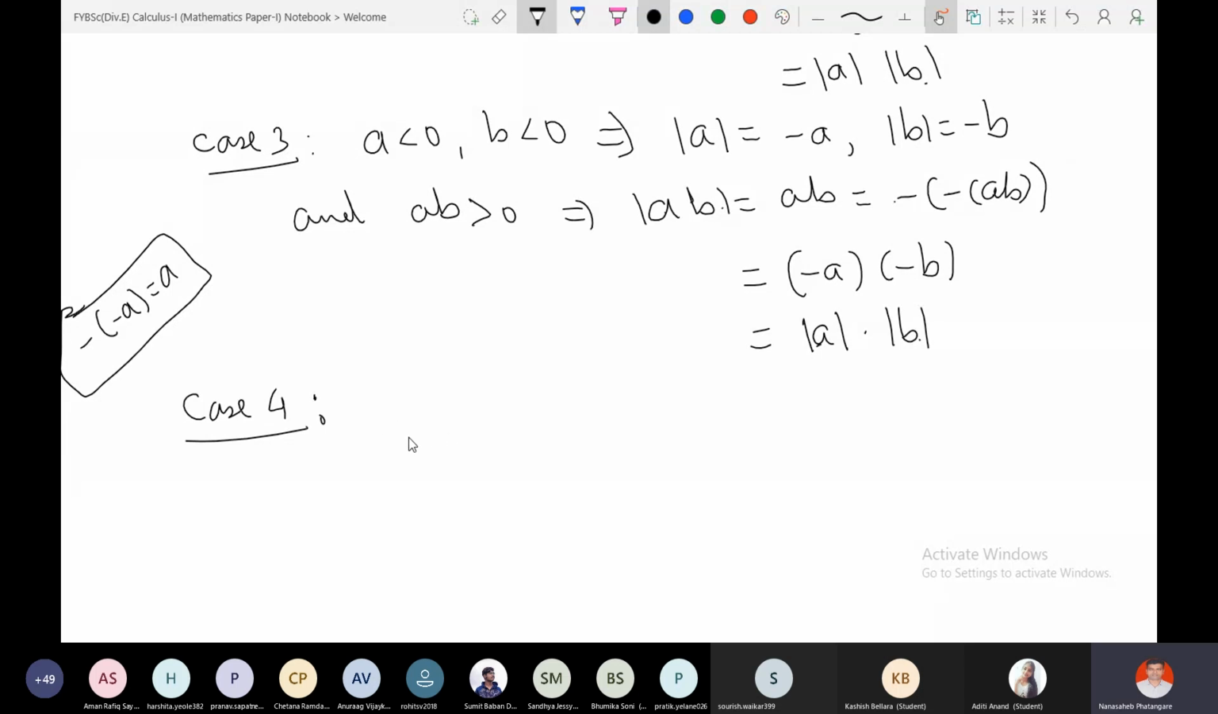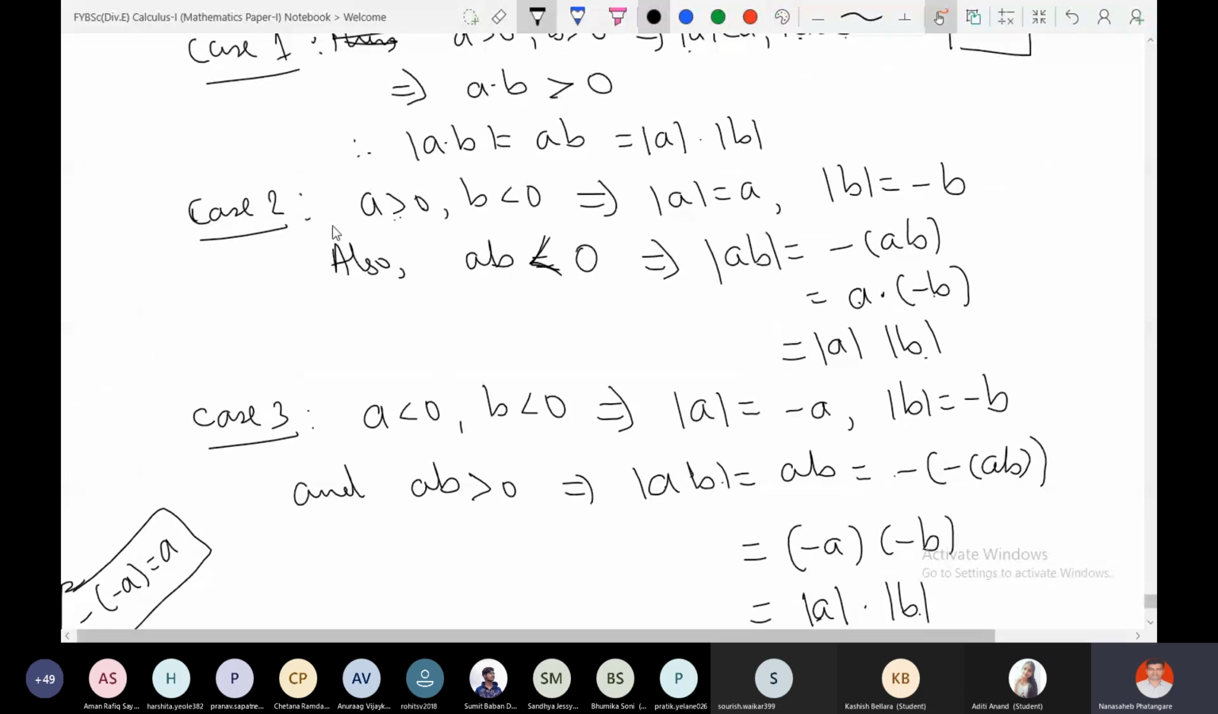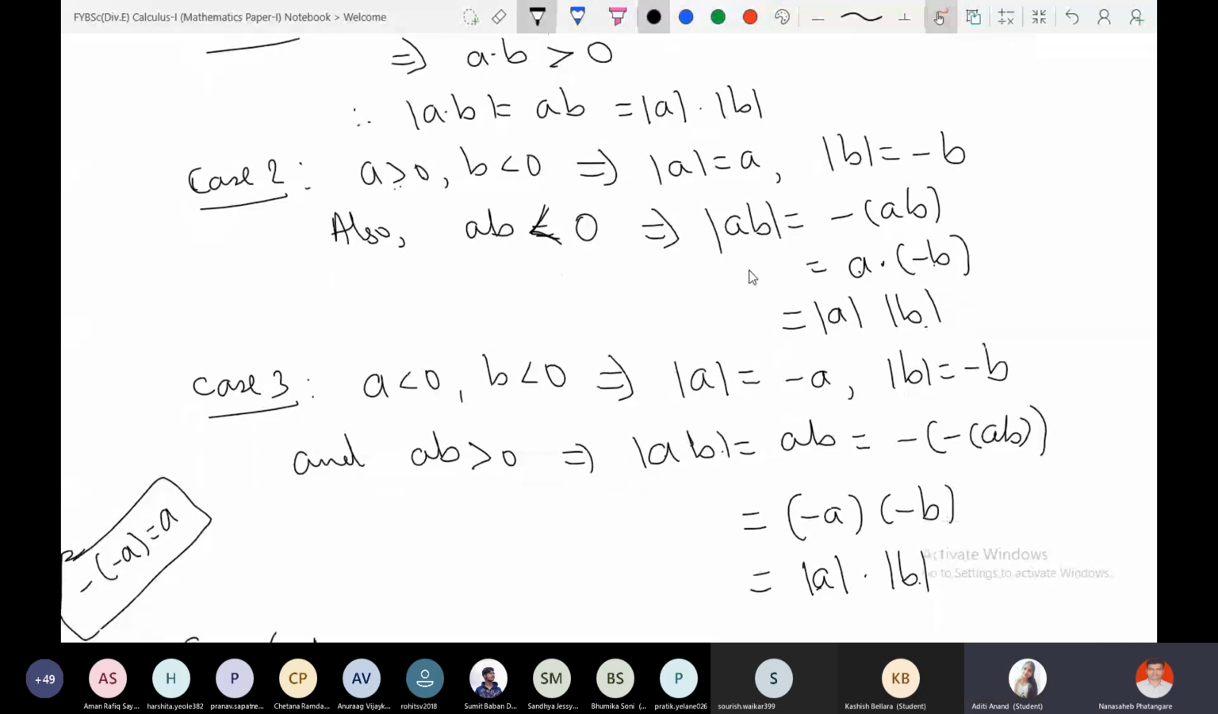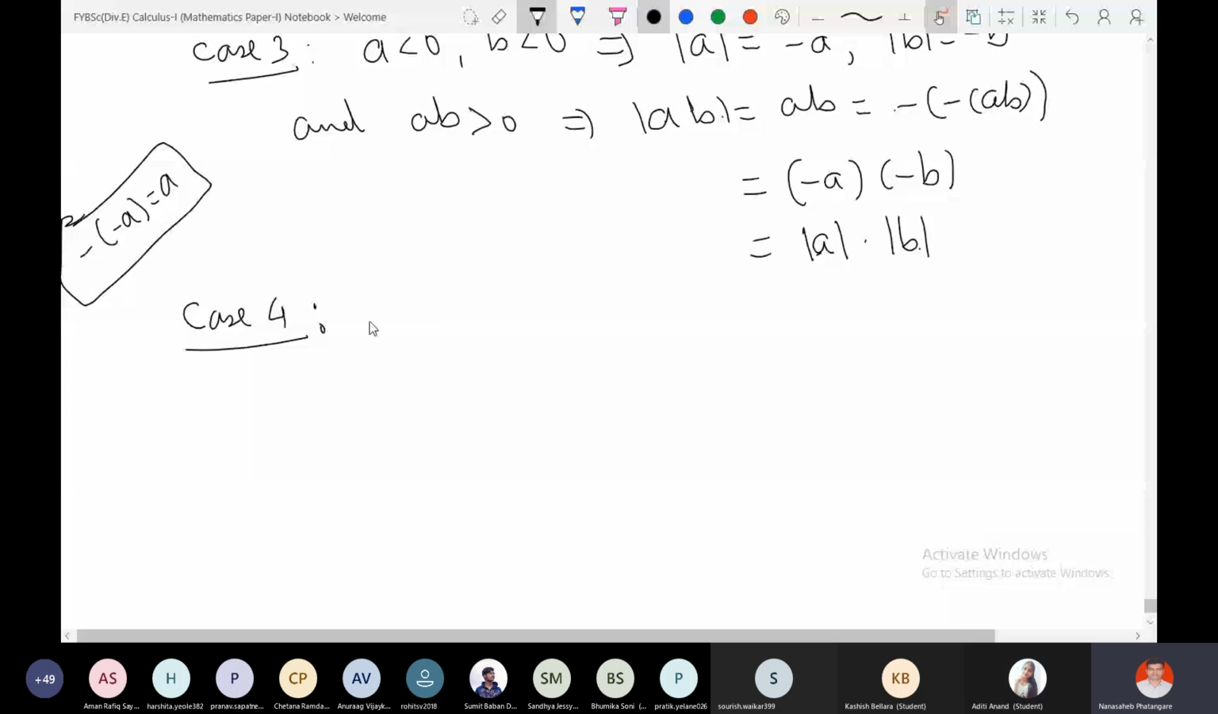One of them, A is negative and B is positive. That case is already discussed, similar to this, right? Second case. One of them is negative, another is positive. It is a similar case, only the role of A and B will be changed. That's one of them is 0. One of them is 0, right?